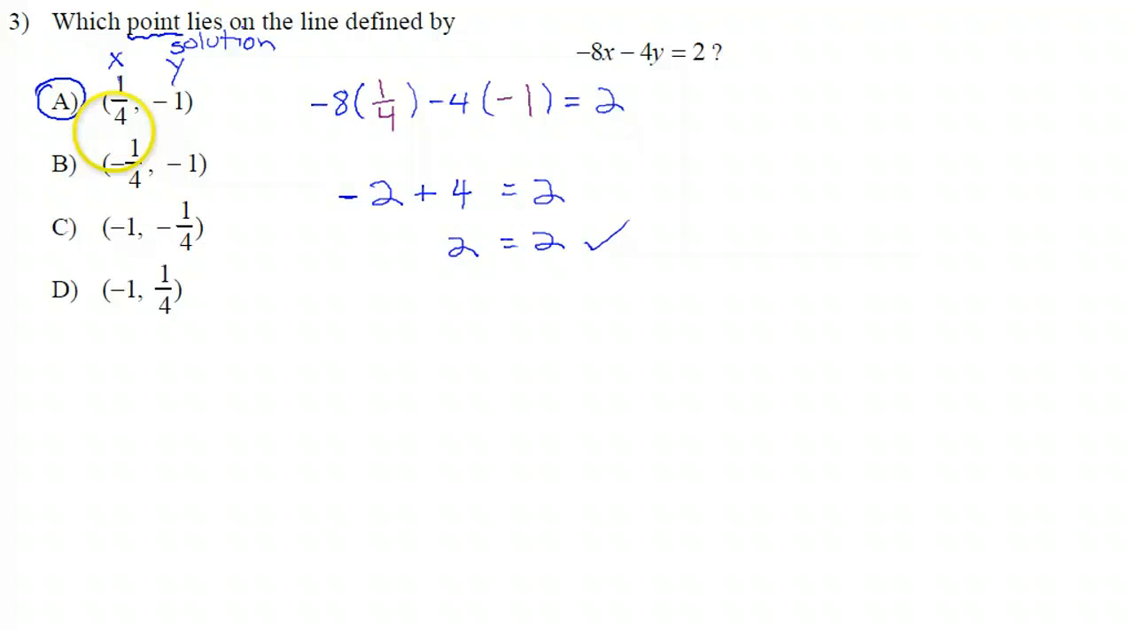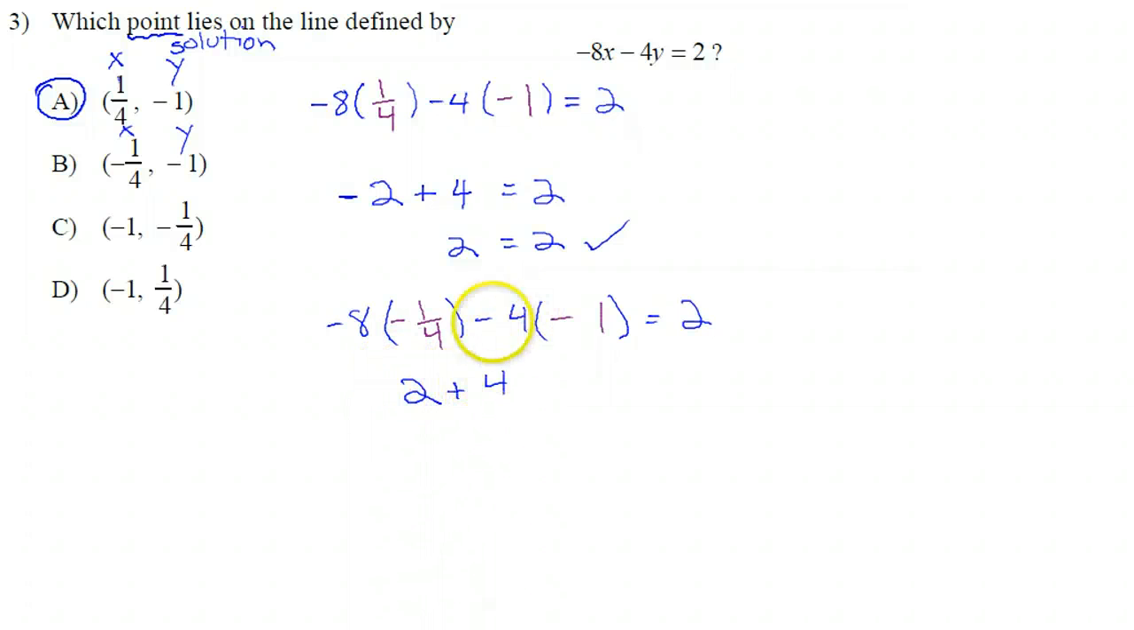So I'm going to try this one now, where negative 1/4 is being plugged in, and negative 1 for y. So if I try that one, I'm going to get negative 8 times x minus 4 times y equals 2. And this time I'll plug in negative 1/4 and negative 1. So if I did those, here I'm going to get positive 2. Here I get positive 4, since we have 2 negatives, and same thing here, 2 negatives, they become positive. And last I get 6 equals 2, which we see is not true. So this would not be a point on the line. And you will find that if you do the same thing for C and D, it will not be a point on the line.